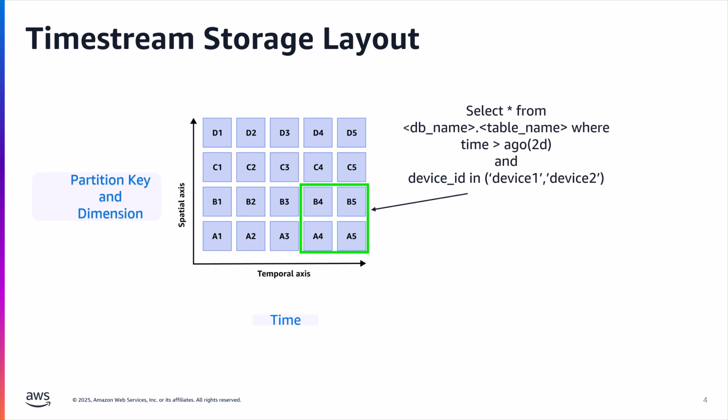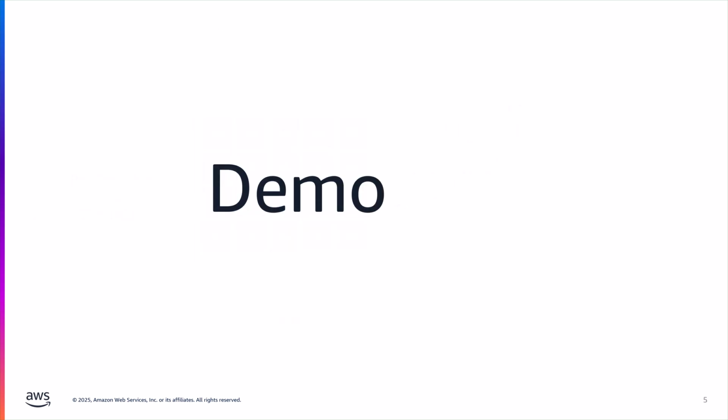Now the challenge was you would not be able to quantify how much temporal and spatial pruning was happening. With Query Insights, that problem is solved. You'll be able to see exactly how much temporal and spatial pruning is happening, and based on that you can optimize your queries. Now that you understand how the Timestream storage layout works, let's go ahead and do a demo on what Query Insights exactly provides and how it can be used.